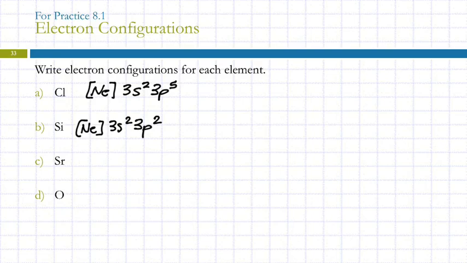Strontium, I kind of just randomly picked that one earlier. So strontium comes after krypton, right? And then the electrons right after krypton are what? The period number is 5. 5, it's the S block, and there's 2.